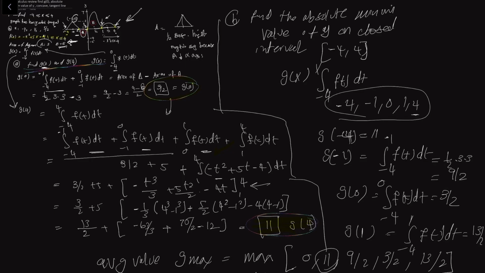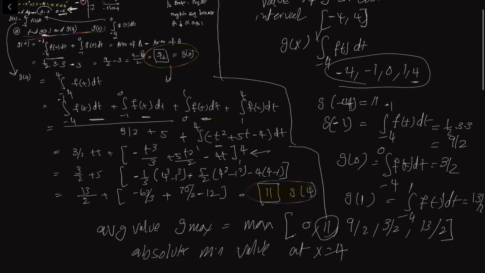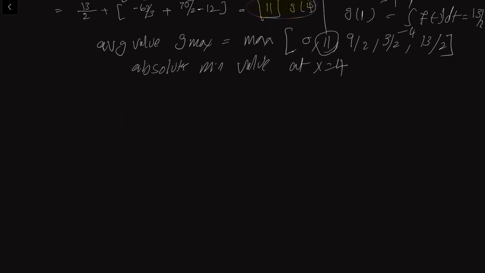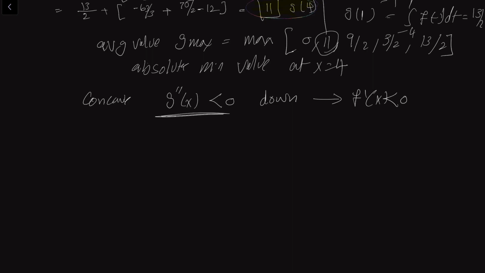Okay, now we want to know where it is concave up or down. So we know that the second derivative of g of x less than 0 means concave down. And basically the slope, which is f prime of x, is less than 0, right? So concave down means the second derivative is less than 0, and the slope is less than 0.